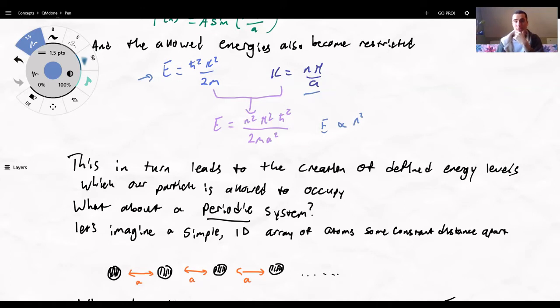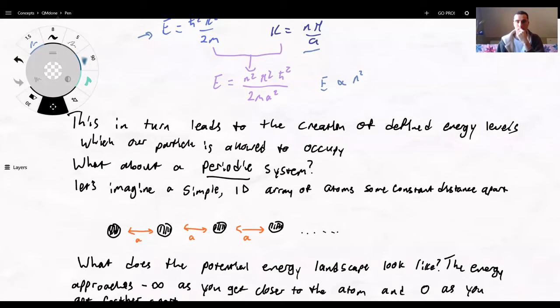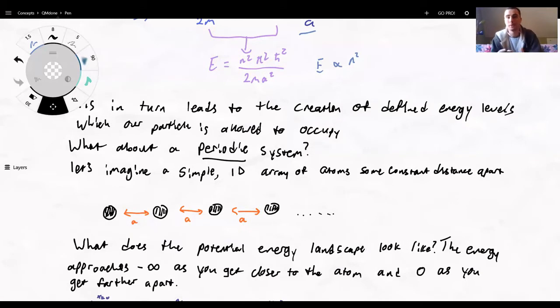Also interesting is that it's n squared. So remember we had n equals plus or minus 1. Well, from this we see that if n is equal to plus 1 or n is equal to minus 1, the energies are going to be the same, right? Because we have the same n squared value from those n's. So that has led us to these energy levels, which our particle is allowed to occupy in our box.